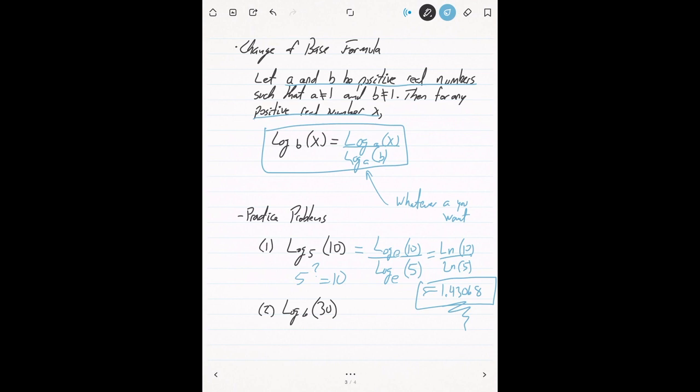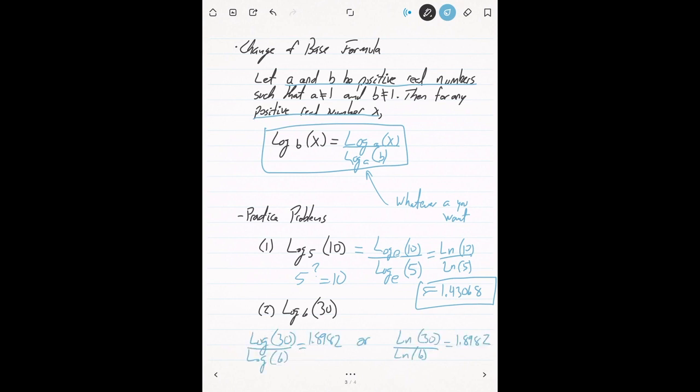Choose something convenient. So what I'd like you to do is pause the video and take a look at this second practice problem. You're trying to find 6 to what power gets you 30. Go ahead, pause the video, take a couple minutes, and use this change of base formula to help you figure out this quantity. Again, it's going to be a long decimal, so don't expect a whole number, and choose whatever base you want. So go ahead, pause the video, and let's give this a try.